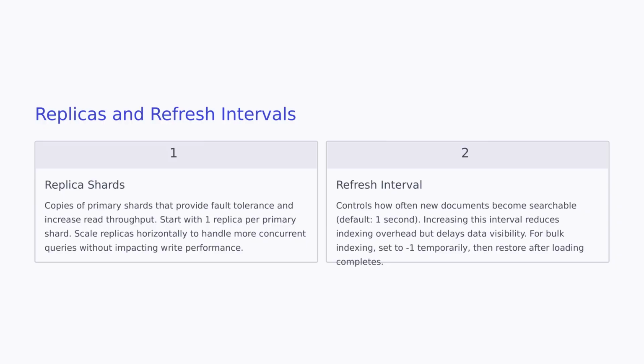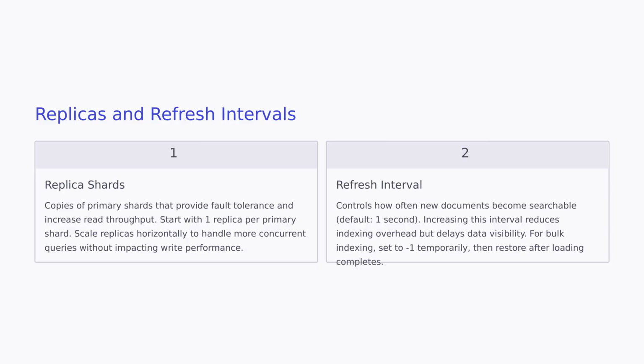Ever wonder how replicas and refresh intervals enhance your system's performance? Replica shards are like loyal backup singers, boosting fault tolerance and read throughput. Starting with one replica per primary shard, you can horizontally scale replicas to handle more queries without slowing down writes.